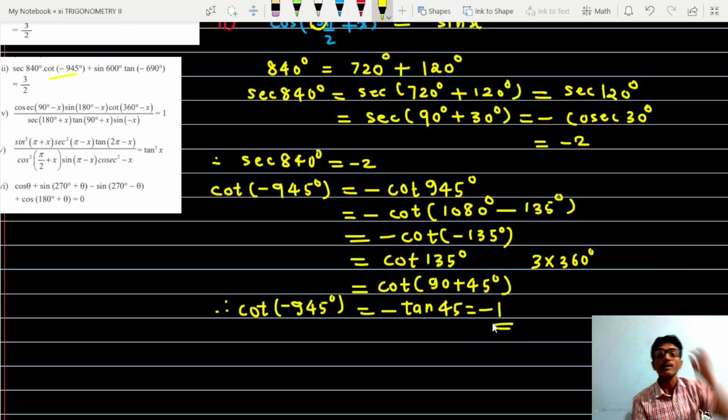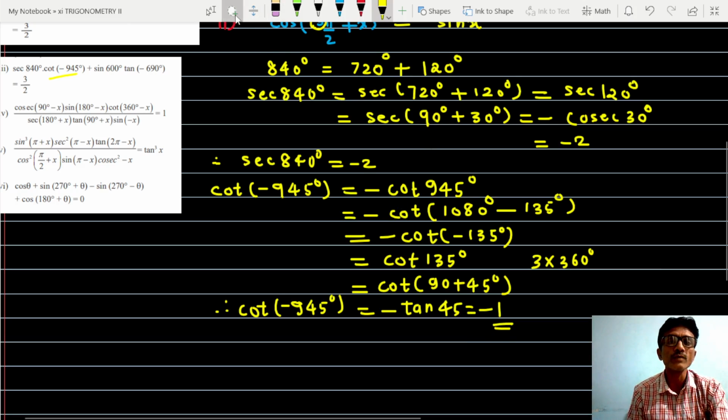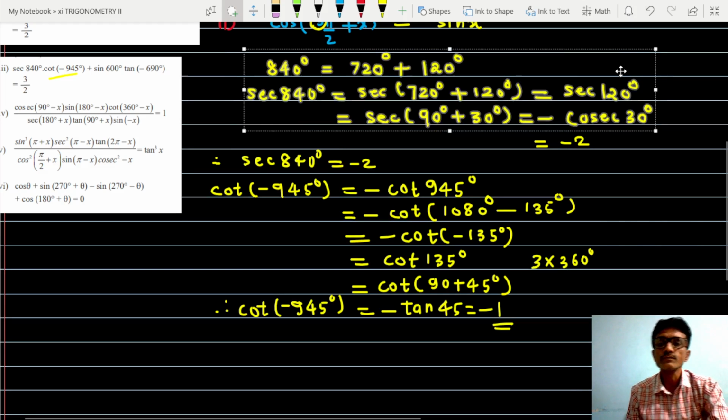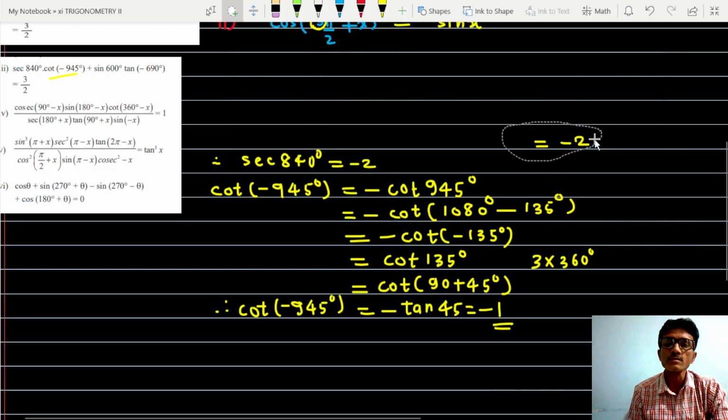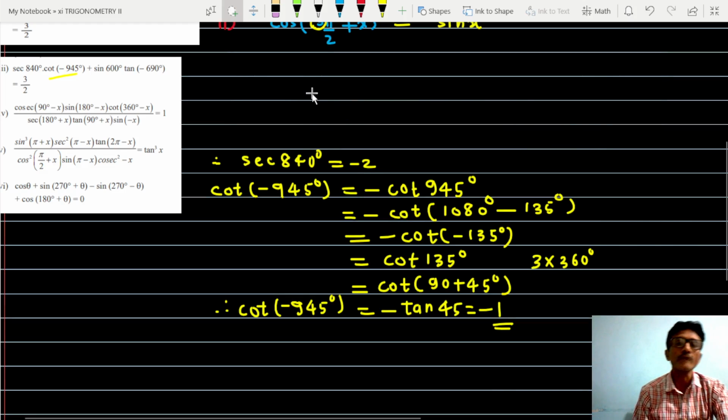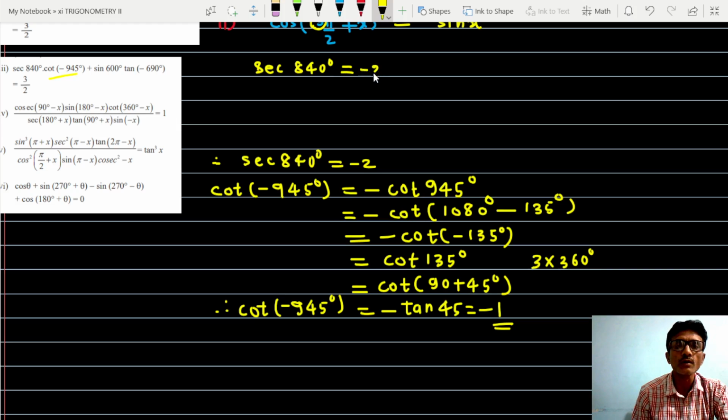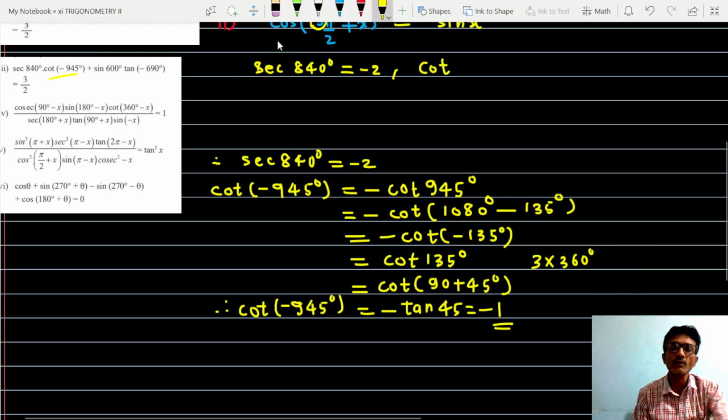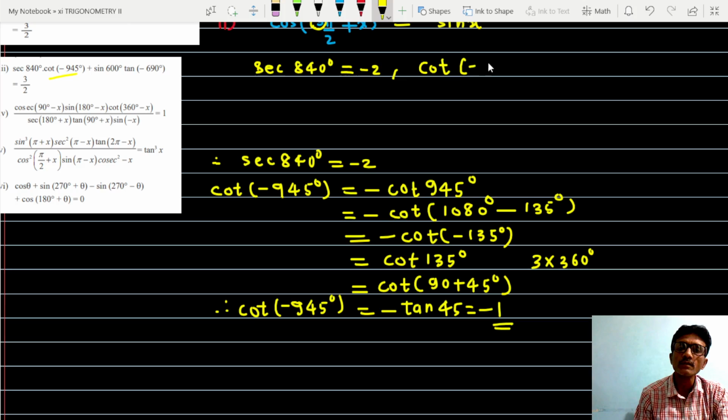So here we are getting two values. One is this, sec of 840 degree is equal to minus 2. And the other is cot of minus 945 degree, which is equal to minus 1.